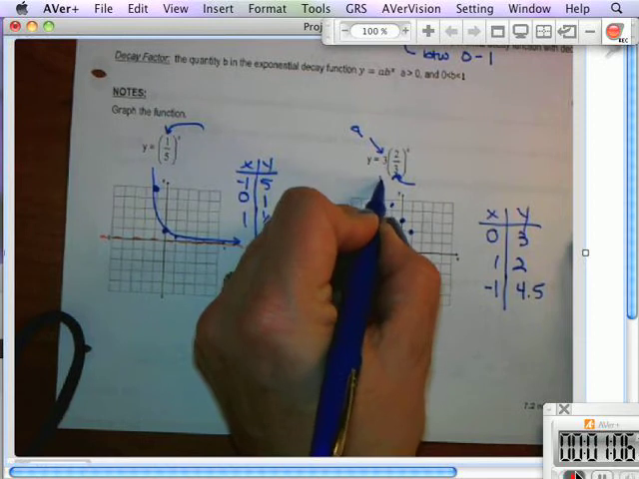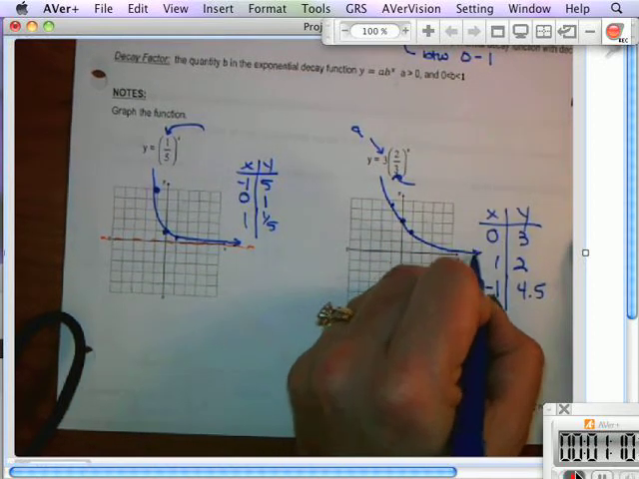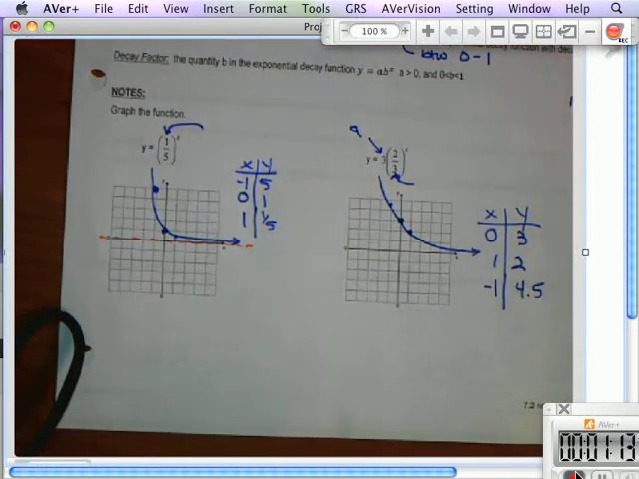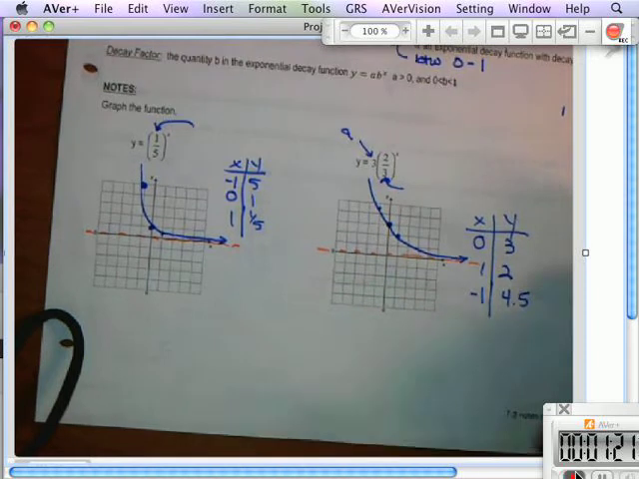So it's a little bit fatter, if you'd like to say. I don't know how to say it. That's because of the 3. But it still does not go below this axis right here. Still will not ever be 0.